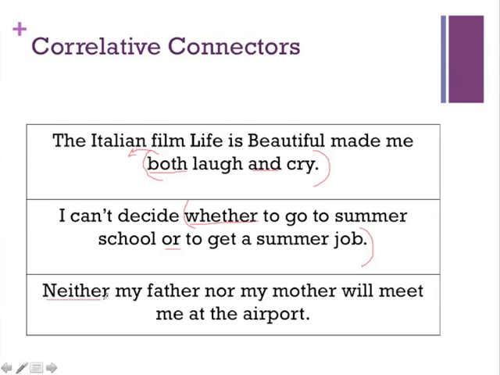Finally, in our example here at the bottom, again, our pair of neither and nor, these work together. And the idea that they're connecting is the fact that we are connecting two different subjects of the sentence. So in this case, my father will not meet me at the airport. My mother will not meet me at the airport. So here I've just combined the two and said that neither will meet me at the airport. So in this case, the connection begins here and ends at the end of mother.